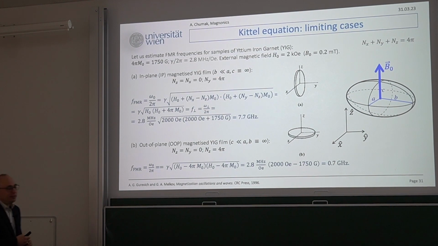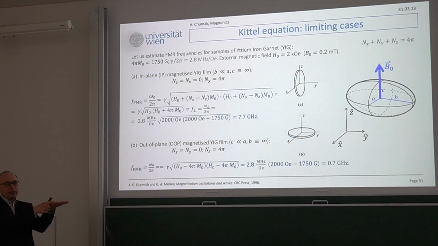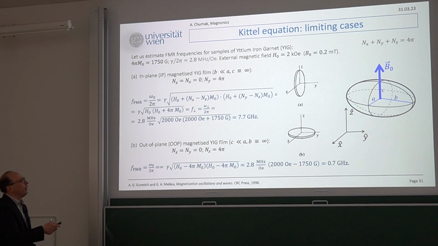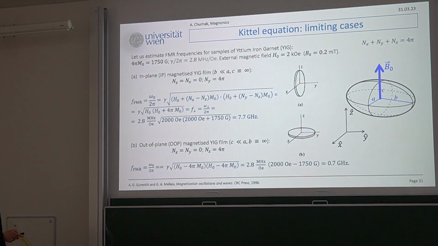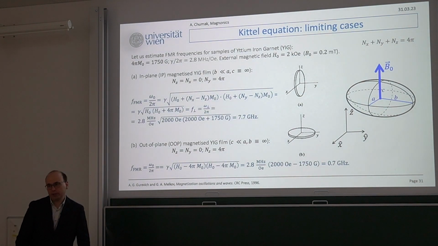Now we take the same sample, but apply the field not in plane but perpendicularly. And again, in this case, nx is equal to 0 and ny is equal to 0, and all the magnetization goes in the z direction, like it's shown here. Your frequency will be, so you see here the square root, but these two terms are identical, so the square root disappears, and you need just H0 minus magnetization. And it will be 2000 Ørsted minus 1750, it will be smaller than 1 gigahertz.